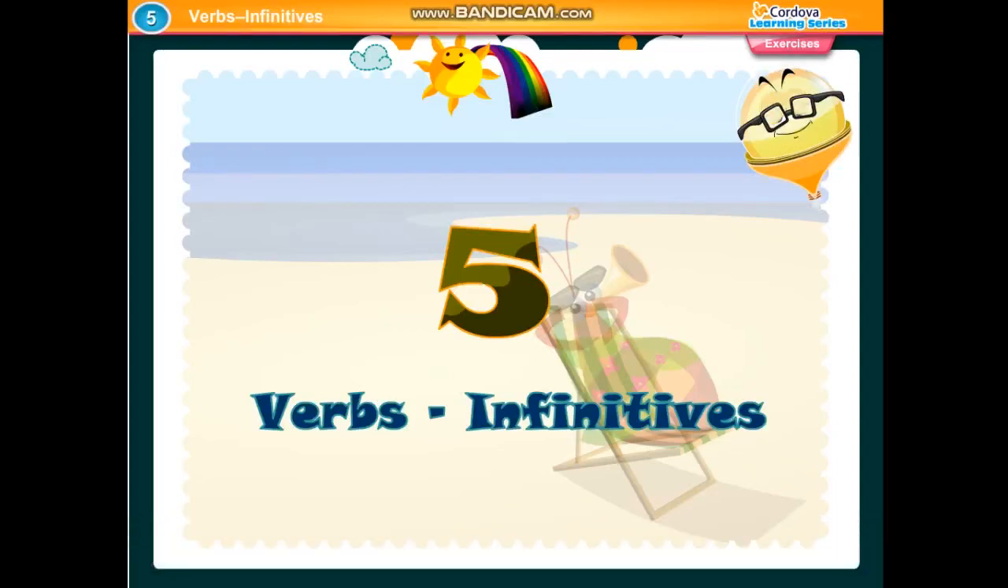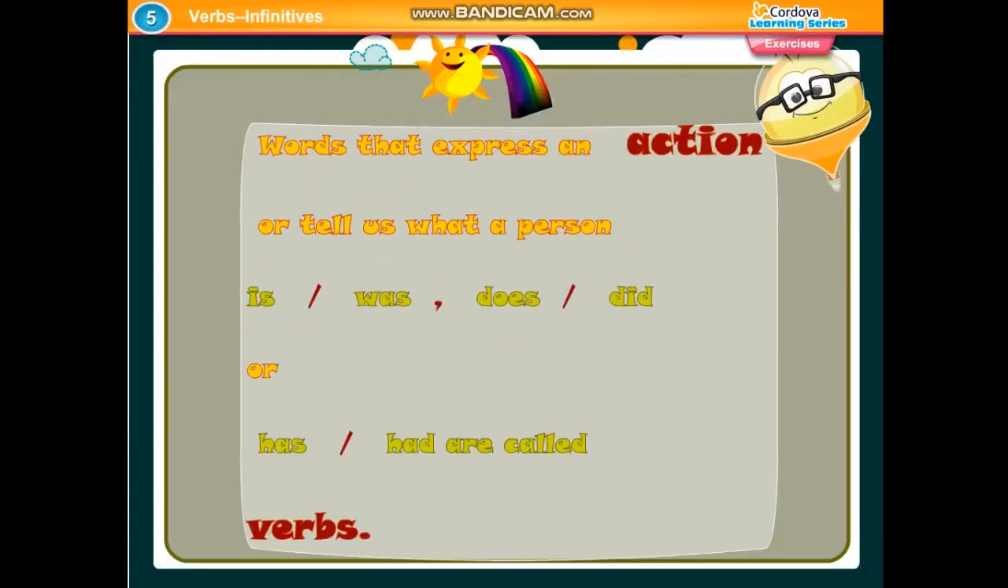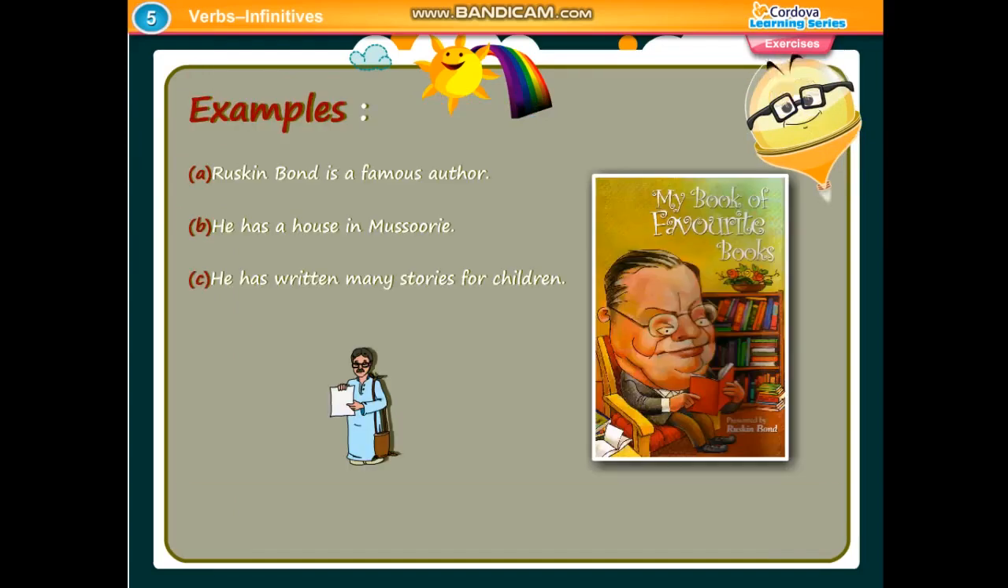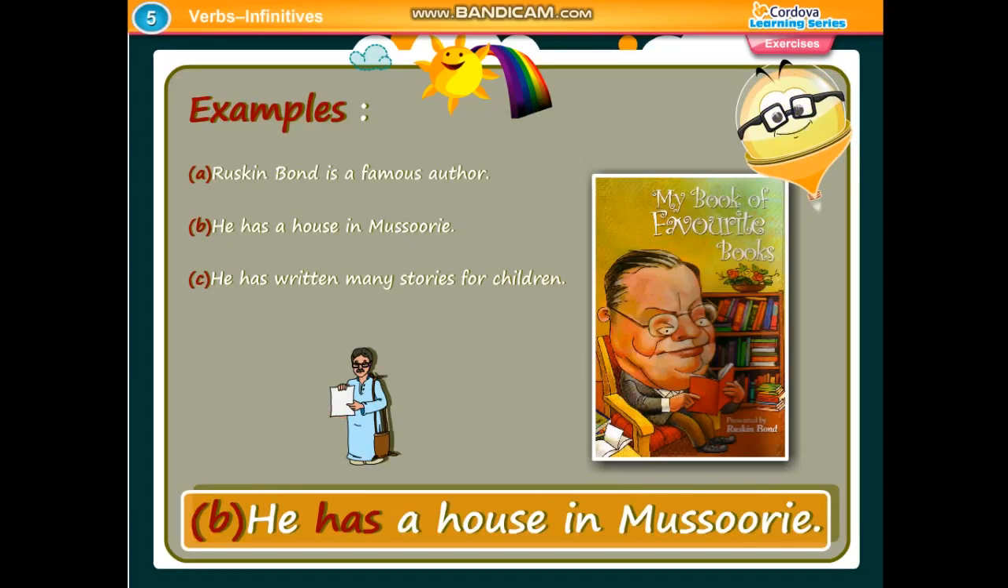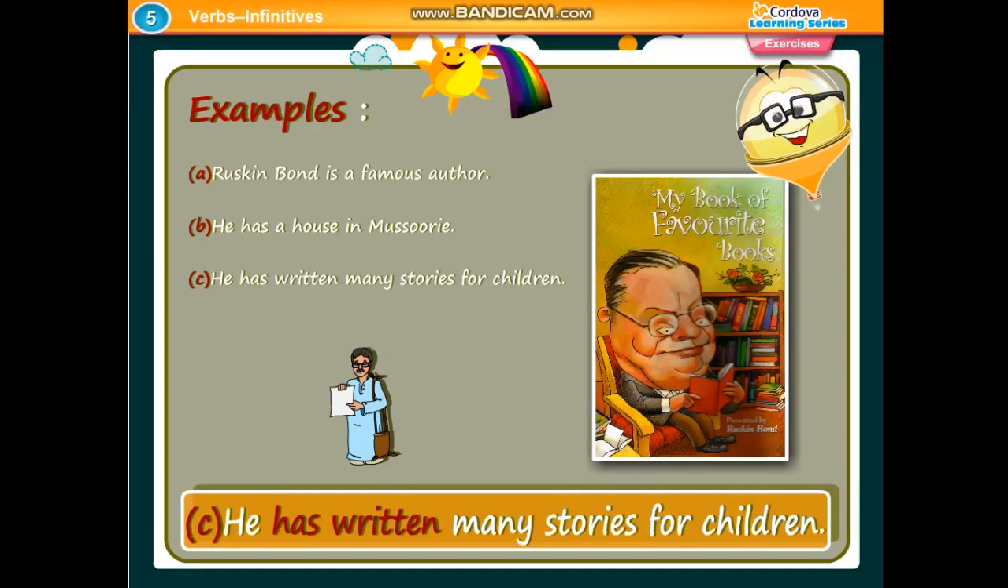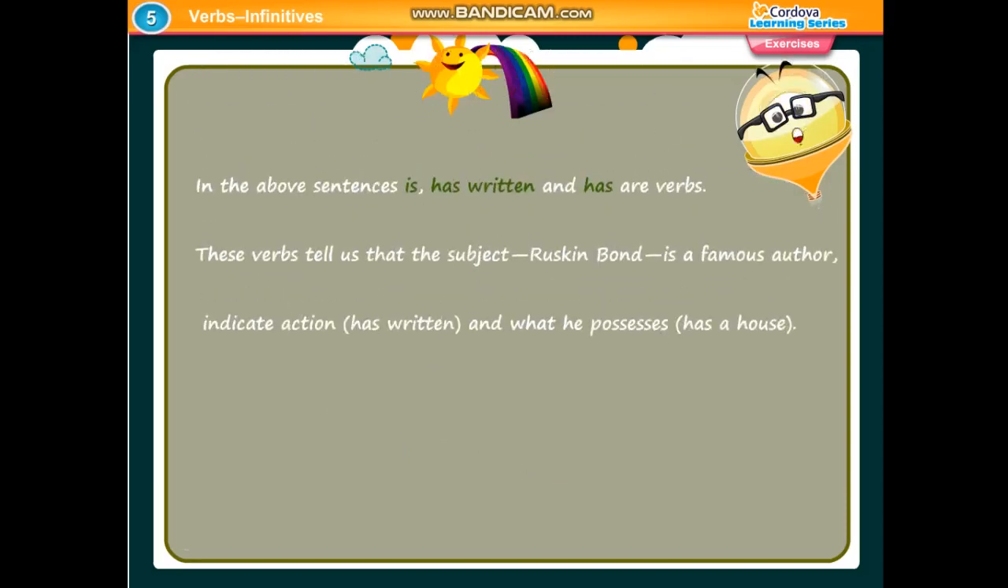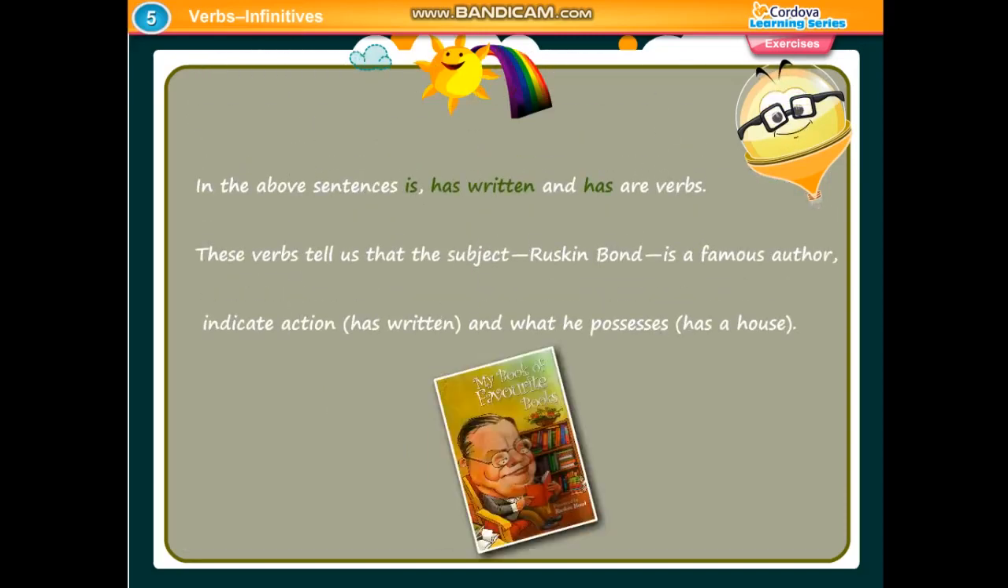Verbs, infinitives. Words that express an action or tell us what a person is, was, does, did, or has, had, are called verbs. Examples: Ruskin Bond is a famous author. He has a house in Missouri. He has written many stories for children. In the above sentences, is, has written, and has are verbs. These verbs tell us that the subject, Ruskin Bond, is a famous author, indicate action, has written, and what he possesses, has a house.